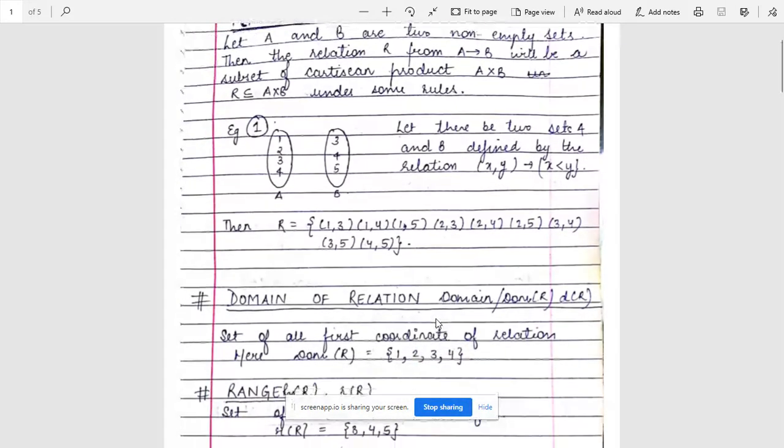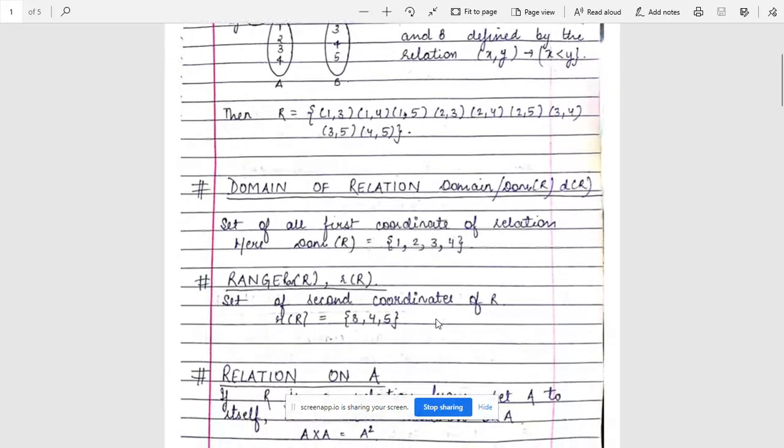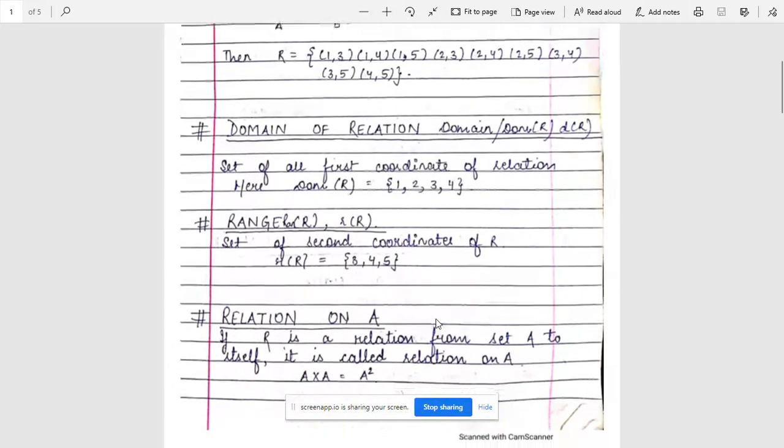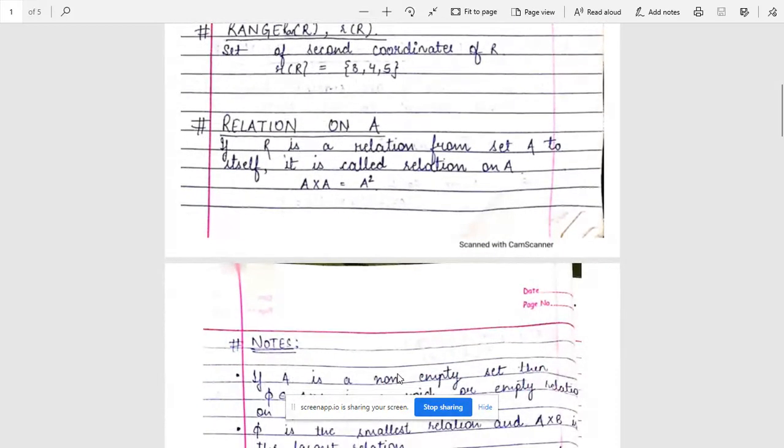I hope you understand. Now, second thing is domain of a relation. Domain, codomain, and range, as you know, are used in functions. Now you will see them in relation. In relation, the domain of a relation is the set of all first coordinates of the relation. So in first set A, 1, 2, 3, 4 is the domain. The set of second coordinates of the second set is the range. Now a relation on A: if R is a relation from set A to A itself, then it is called a relation on A, means both are same, A to A, that's why A square.